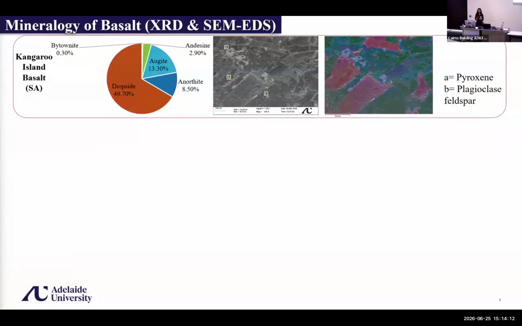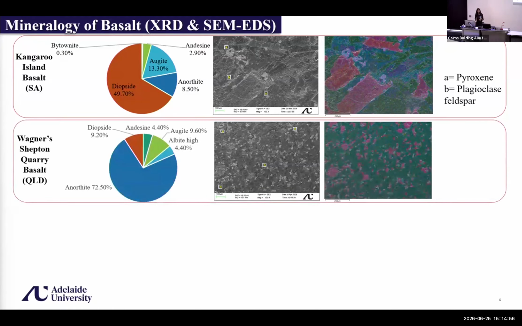In the case of mineralogy of basalt, as per the XRD and the SEM EDS, on the left side you can see the XRD data that I have plotted in the pie chart. On the right side, it's the SEM EDS mineral mapping data. The Kangaroo Island basalt mainly consists of diopside, and then comes the augite. Diopside and augite come under the pyroxene group, so this is mainly dominated by pyroxene, then the plagioclase feldspar. On the right side, you can see the SEM EDS data, in which the lighter portions are for the pyroxene family and the darker portions are for the plagioclase, analyzed using the mapping.